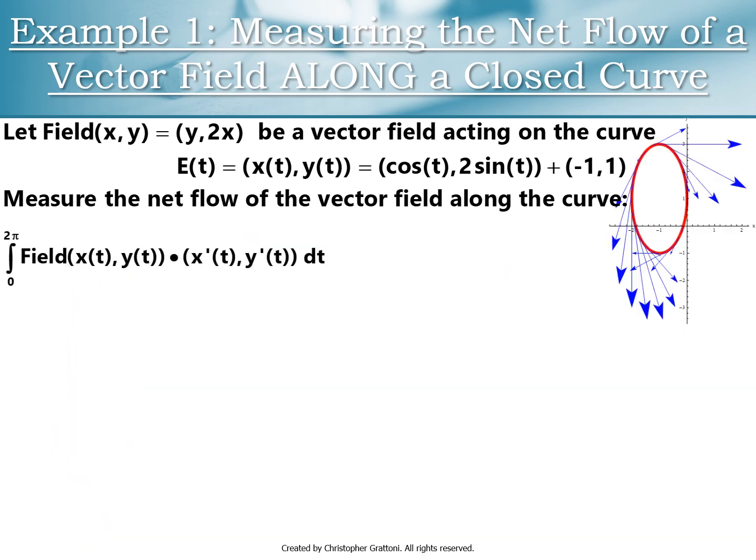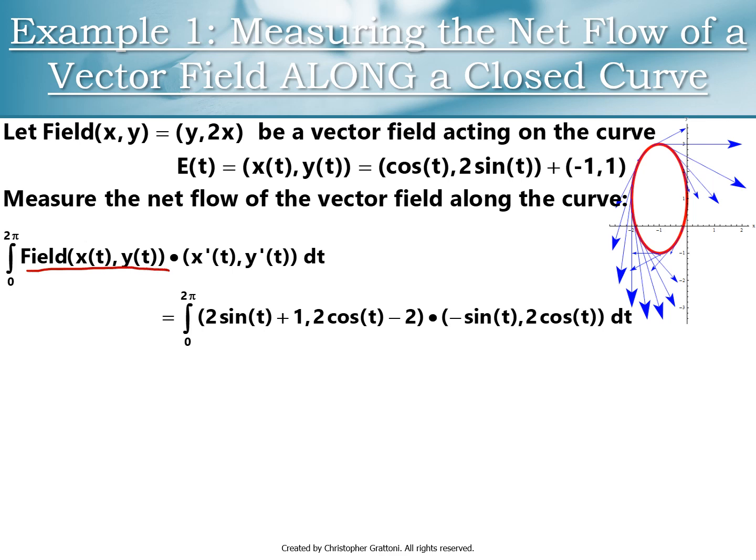We can crunch the numbers pretty easily here. We set up the integral of field.tangent, and you plug in field of x of t, y of t. That's just our vector field y comma 2x with x of t, y of t plugged in for each instance of x and y. That's what you see right here, simplified for you. Then we also have x prime of t, y prime of t, and you can see pretty clearly here the derivative of cosine is negative sine, the derivative of 2 sine t is 2 cosine t, and the center of that ellipse doesn't matter so much since the derivative of a constant is going to be 0 in both cases.